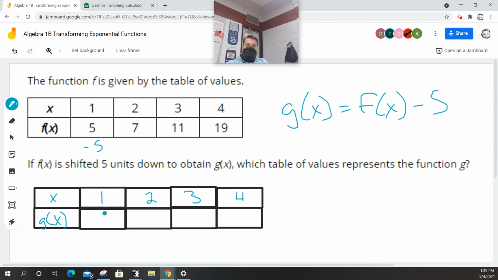So 5 minus 5 is what? 0. What's 7 minus 5? We're just going to subtract those. 7 minus 5 is 2. What's 11 minus 5? 6. And what's 19 minus 5? 14. And that is basically it.